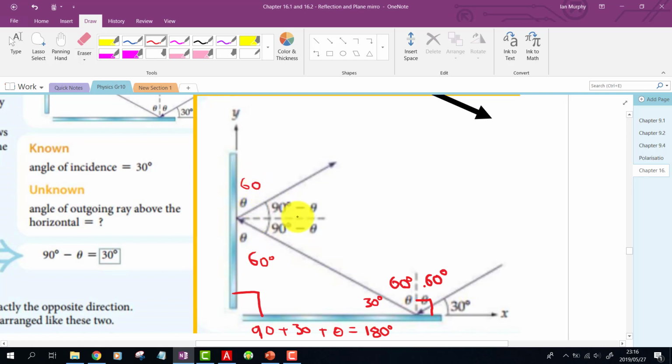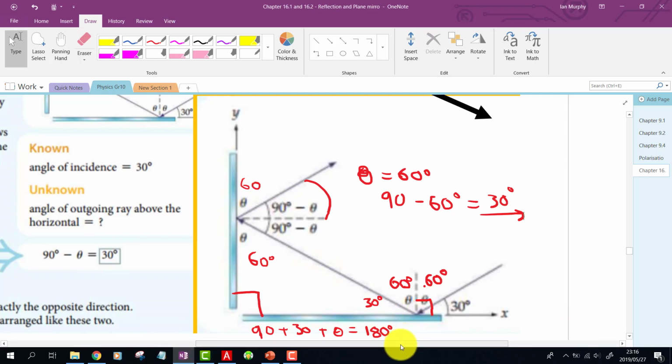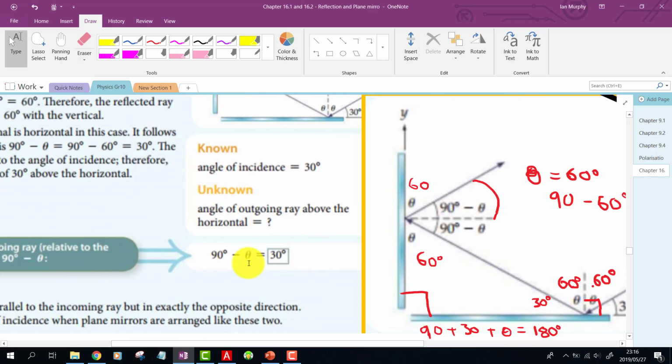We know that this is 90 minus theta. So because we know that theta is equal to 60 degrees, and we are interested in this angle right here, then we know that 90 minus theta, or minus 60 degrees, is going to be equal to 30 degrees. So that is our answer. Let's just quickly check here. Okay, so 90 minus theta. You can rewind the video if you want to see the explanation written.